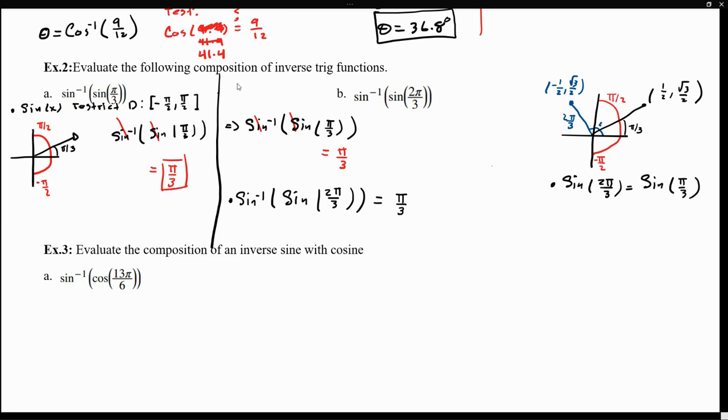So that might be a little bit tricky, but just remember that if we want to apply the cancellation laws, the inside of the sine should be between negative pi over 2 and positive pi over 2. For cosine, it must be between 0 and pi. And for tangent, it is negative pi over 2 all the way to positive pi over 2.